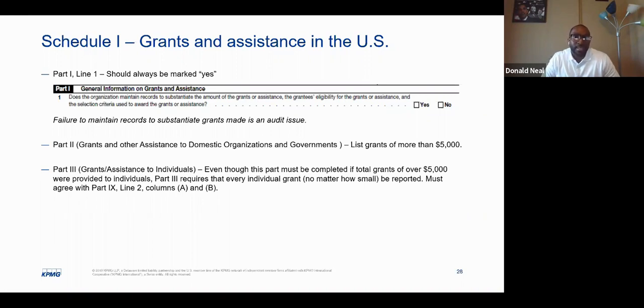Again, you do have to maintain those grant records because it is an audit issue if you're not able to substantiate that. The other thing to pay close attention to, if you're giving more than $5,000, you would have to complete Part 2. Now, if you're giving grants and assistance to individuals that's over $5,000, then you have to complete Part 3. And then one other thing to note before I go to the next page, Part 4 is the narrative section in which you have to explain your grant program and how you make decisions on giving out those grants if you are sub-granting or giving out grants to other organizations.